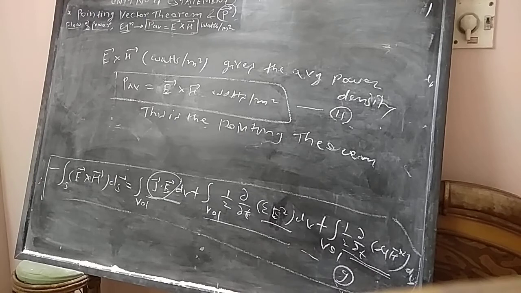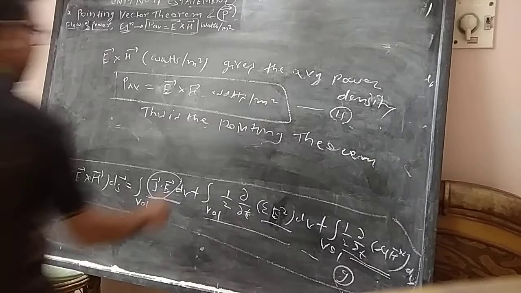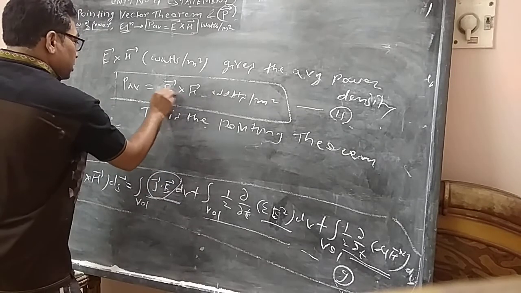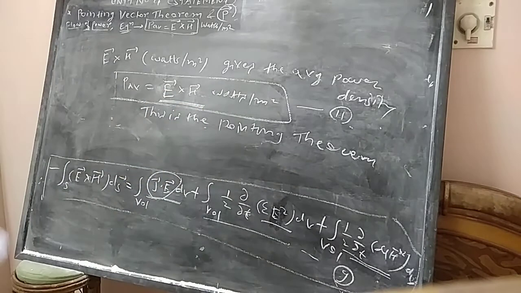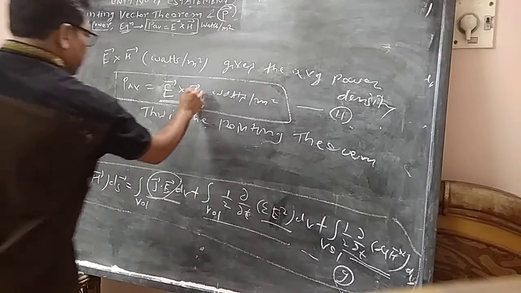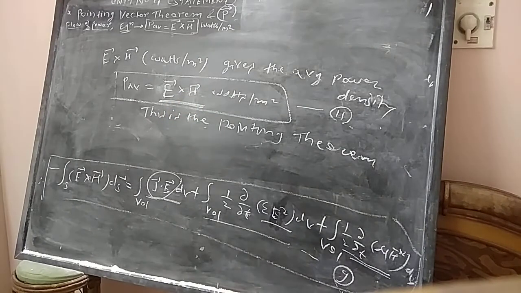So the statement I have already taken earlier, now again I am repeating it. The pointing vector, denoted by P vector, that is the instantaneous power density, is directed in the direction of E vector multiplied by H vector, that is in the direction of the propagation of the wave, and therefore the flow of energy takes place in the direction of the propagation of the wave. So this is the exact statement of the pointing vector theorem.